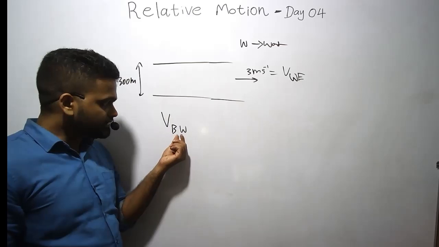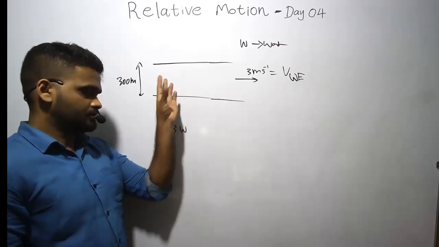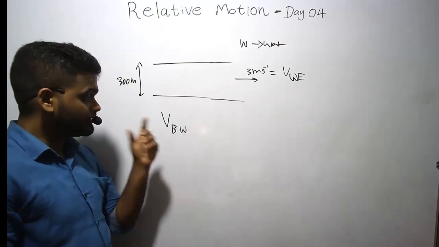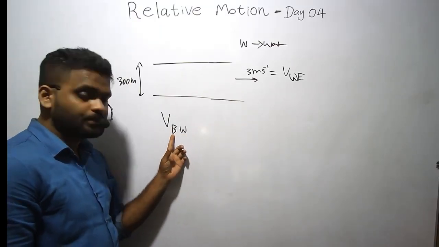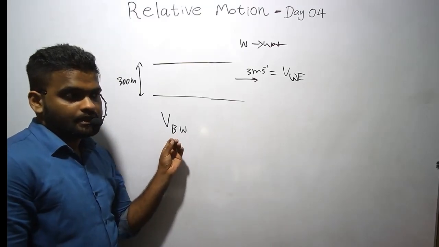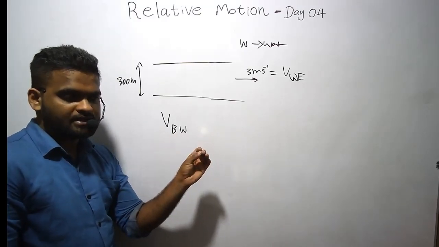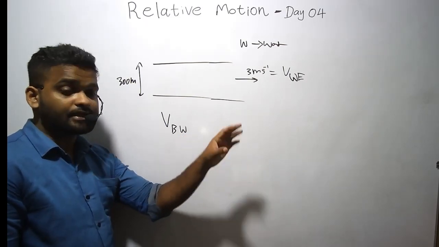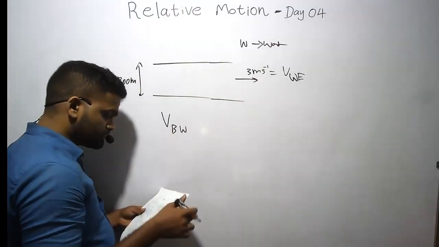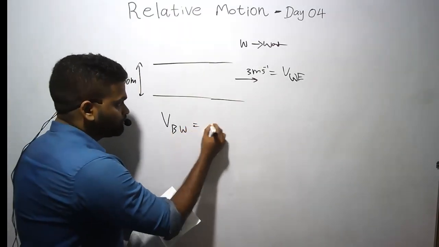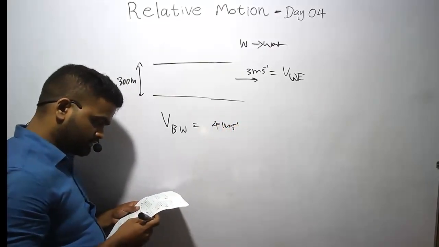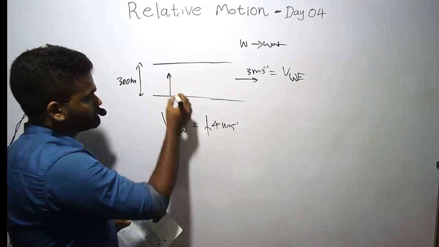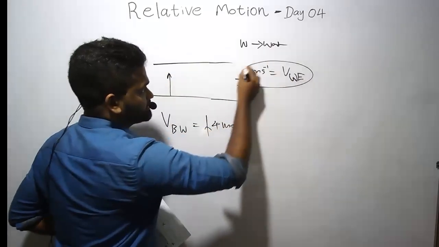So the boat travels in still air. Sorry, not air. Still water, right? Static water. So relative to water, that is the speed of the boat. That's what it means. If they say still air, it means relative to air. If they say still water, it means relative to water. Relative to water, boat speed is 4 meters per second. And it is perpendicular, meaning to this direction. So we have this.